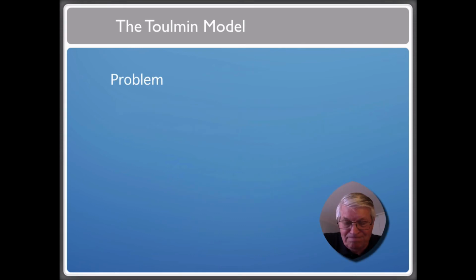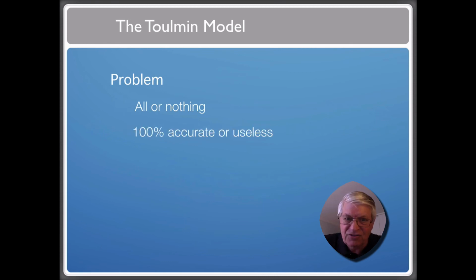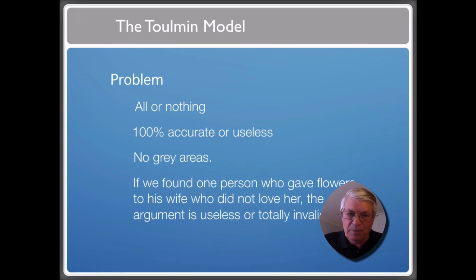But there's a problem. The problem with this type of arguing is that it's an all or nothing situation. That is, it has to be 100% accurate or it's useless. There are no gray areas at all. So, if we found one person who gave flowers to his wife who did not love her, the argument is useless or totally invalid. But what if 99% of the time it was accurate? It didn't seem like it should be useless.